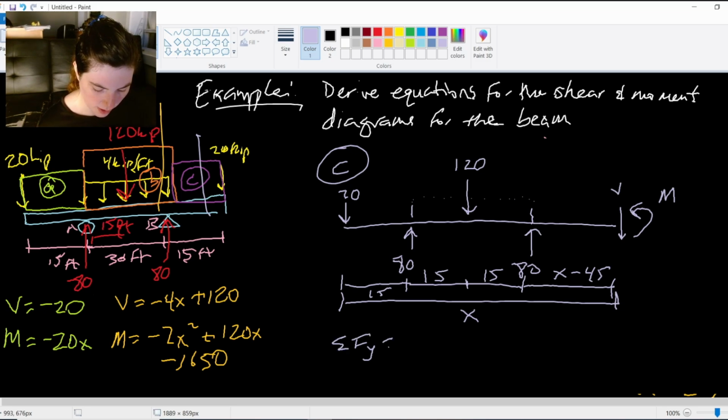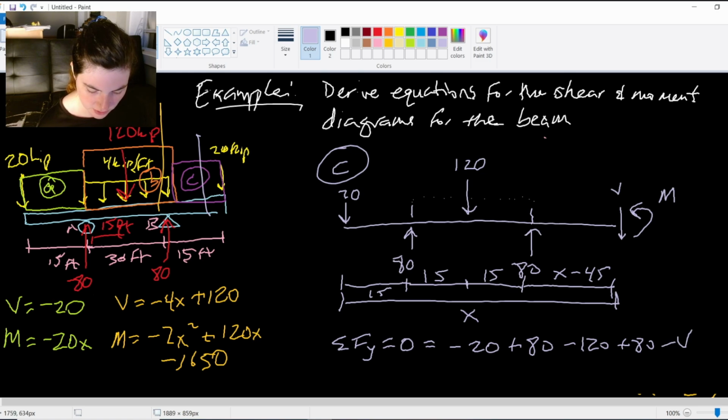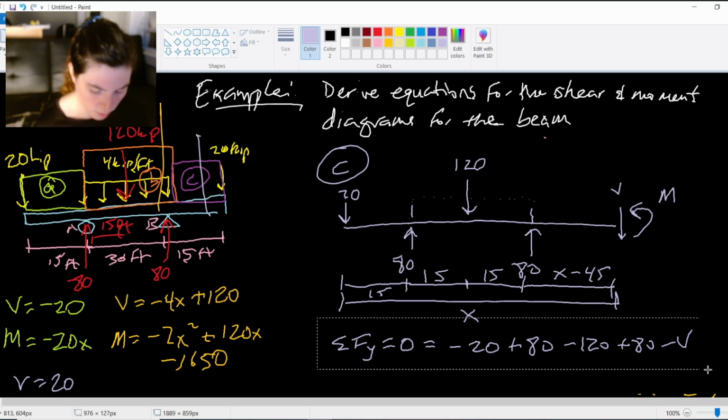And then we just do our equations again. Our sum of y forces equals 0 to find our shear equation: negative 20 plus 80 minus 120 plus 80 minus V, right? Super simple again. Now I just have my V equals 20 kips. The last one, V equals 20. Solid 20, no x is needed in there. And then I'll do my moment equation.